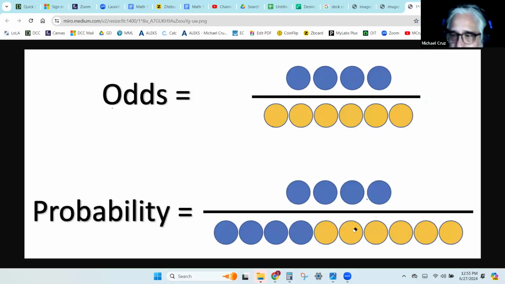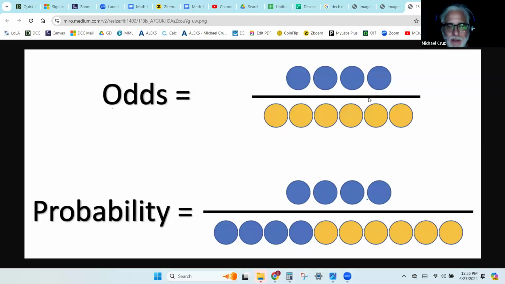With probability, the reason why we go to the total is because you want all of the possibles there, that big number in the denominator. And that's what assures, because we have the larger number in the denominator, that the probability is always a fraction between 0 and 1. It's never more than 1.